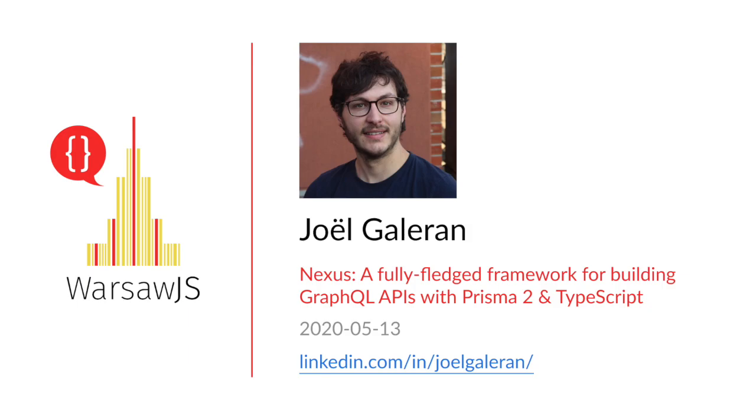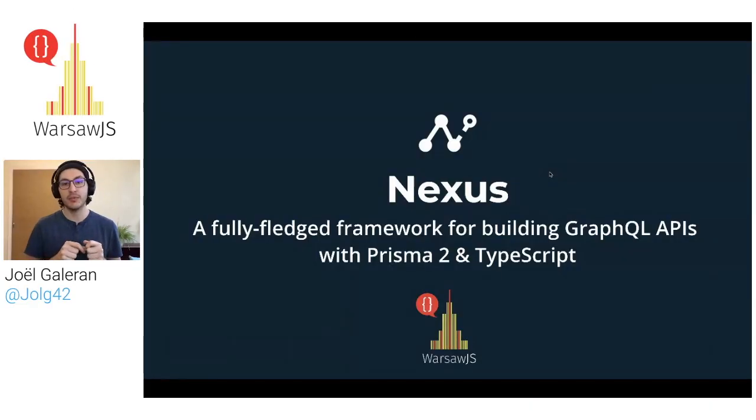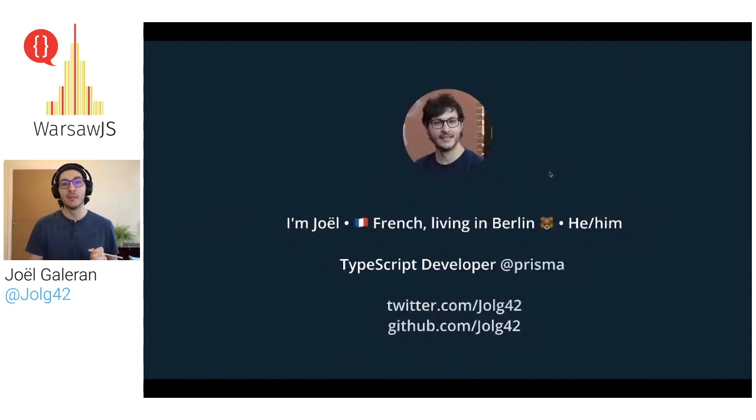So I'm going to present you Nexus. It is a framework for building GraphQL APIs with Prisma 2 and TypeScript. And it's really easy, like you'll see.